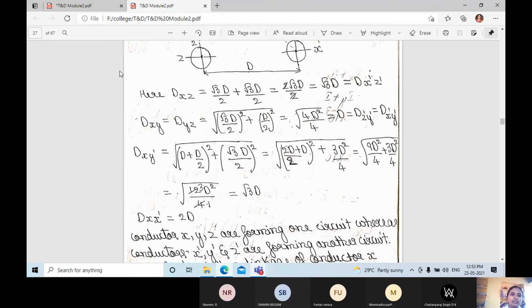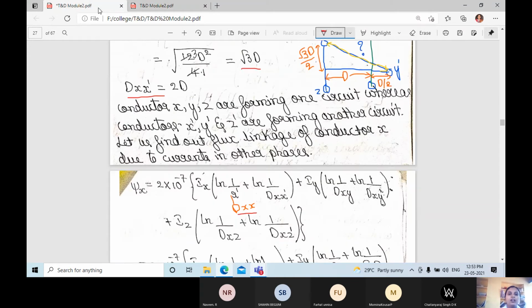You can refer to the distances in this PDF. The distance between x and x will be first. In yesterday's class I also said that if we are taking the flux linkage of the y conductor, then we will write ln 1 by r dash for y, that is the distance between y and y.